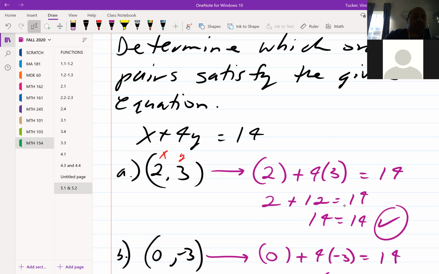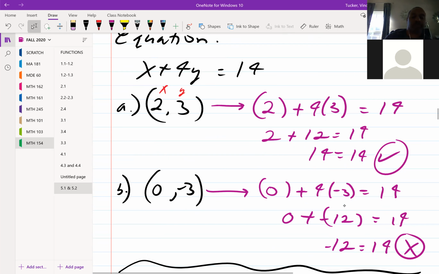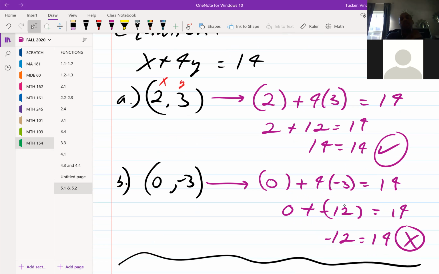Next one, (0, -3). Plug in 0, -3. So 0 for x, -3 for y. 4 times -3 is -12. So 0 plus -12 is negative 12. So negative 12 equal to 14 is not true. So (0, -3) would not satisfy the equation. All right. Questions on that?